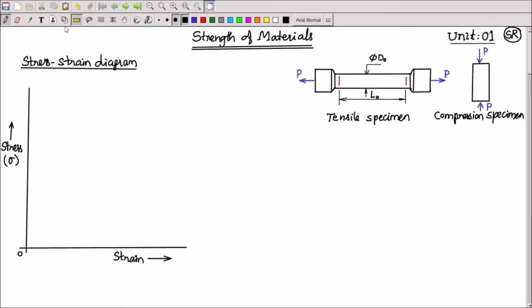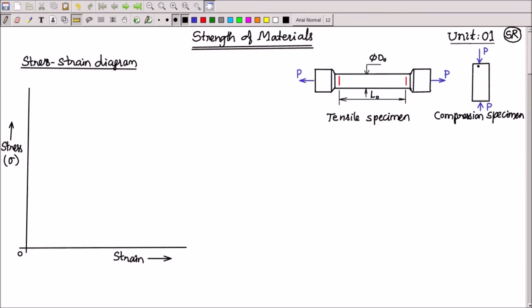We were discussing the stress strain diagram, a very important concept in mechanical engineering. We have seen a typical mild steel specimen. You can see that the tensile specimen will look like this, with red markings here. Between those markings, the deformation is measured, and that distance, initially, is called the gauge length, and the diameter of the specimen is taken as d0. So the specimen will always be like this for a tension test.